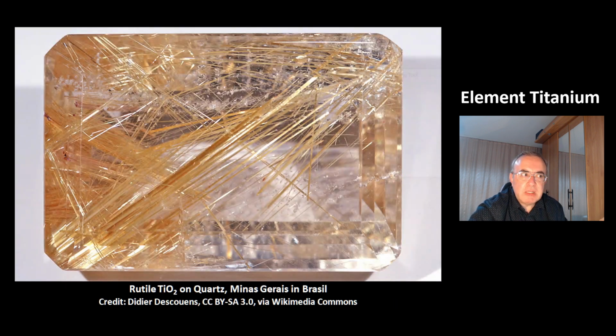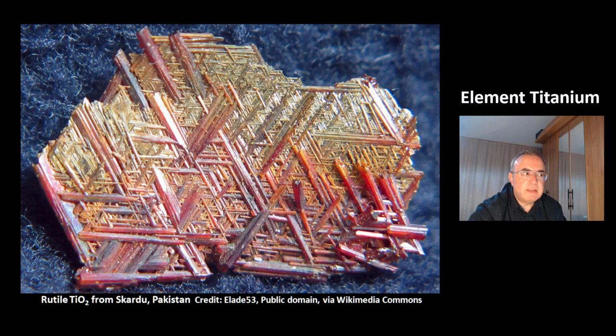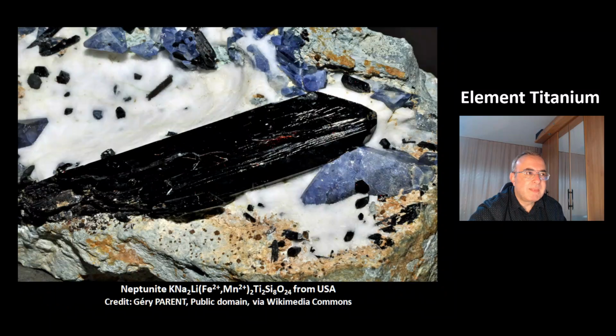This is a picture of rutile, which is titanium dioxide on quartz. This is from Minas Gerais in Brazil. This is rutile titanium dioxide from Skardu in Pakistan. This is mineral neptunite, which is potassium, sodium, lithium, iron, manganese, titanium silicate from USA.